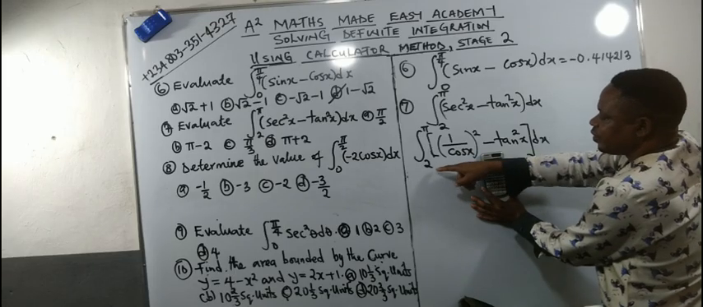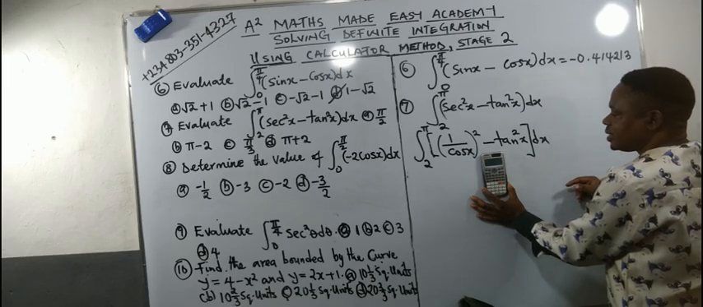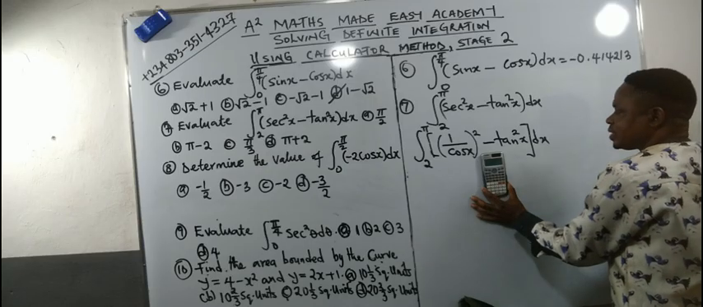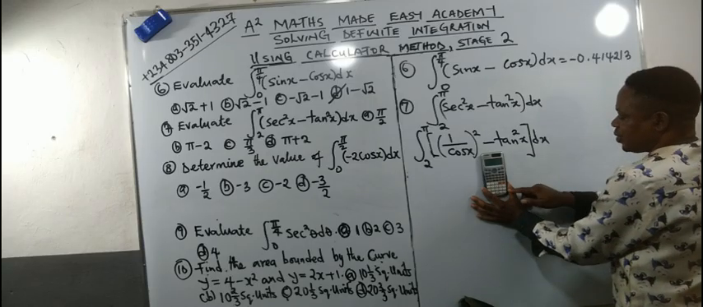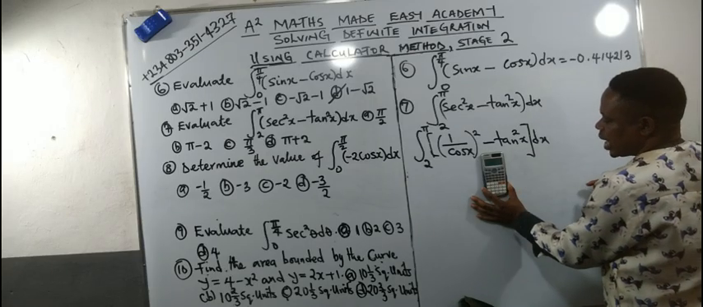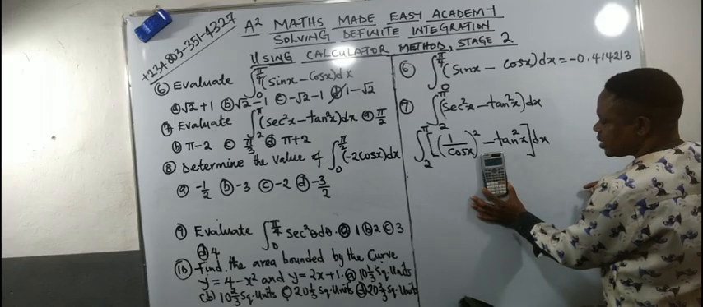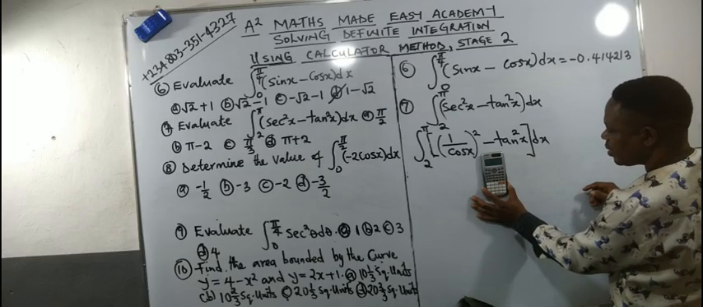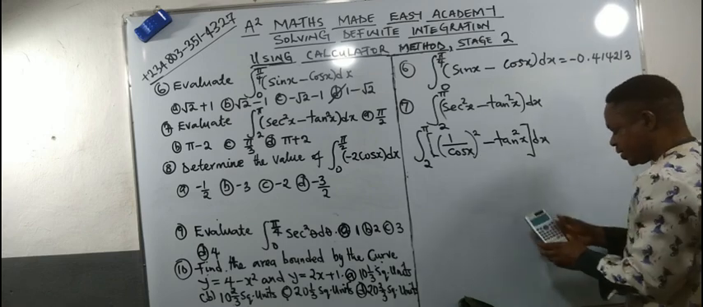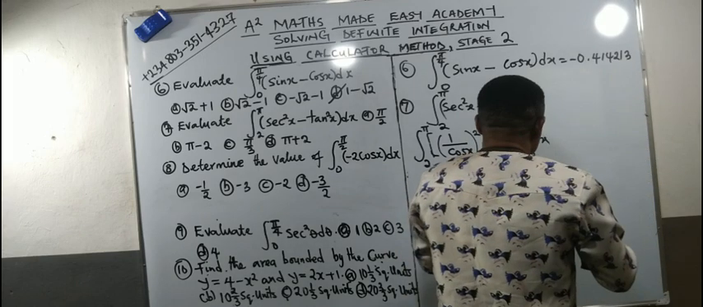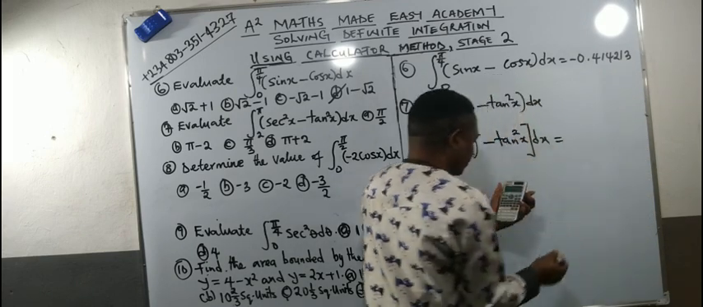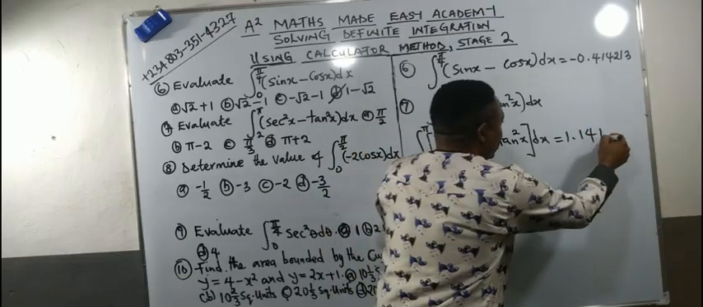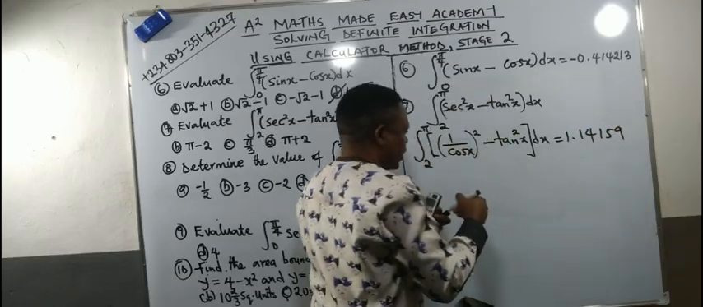What is the value of the lower limit? It is 2. I will now input 2. Can you see it has given me exactly what I'm looking for? Then I will punch equal to and expect the answer. Now, wow, the answer is 1.14159. Can we write it? So the answer is equal to 1.14159.